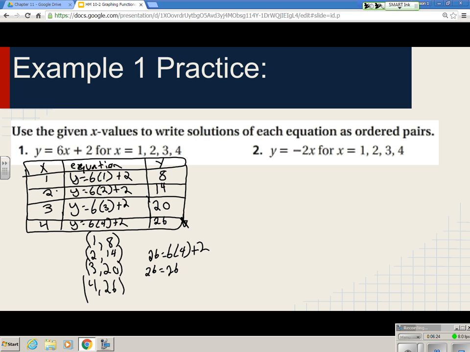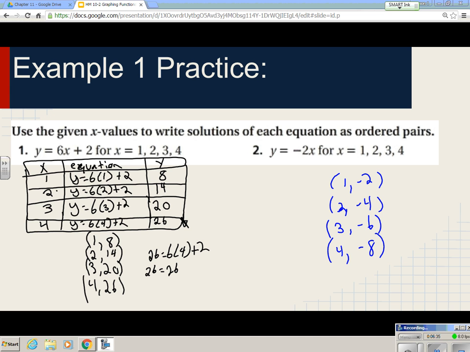And if you already did number 1 and 2 and you're waiting for me to go over them, a couple seconds and we'll be completed. I'm just going to be putting the ordered pairs down for this. All right, so these are the answers you should have gotten for number 2.